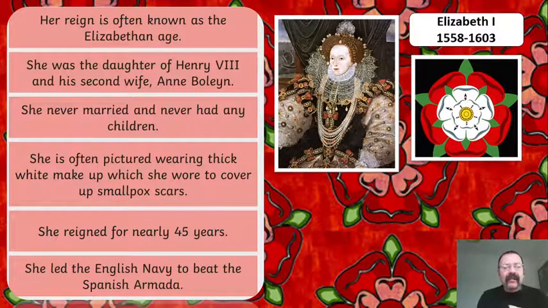She reigned for nearly 45 years, so quite a long time on the throne. She led the English navy to beat the Spanish Armada. Okay, fantastic. Lots of things to think about there, year 5, but again, I just want you to be really clear as to who was on the throne and when during the Tudor reign.